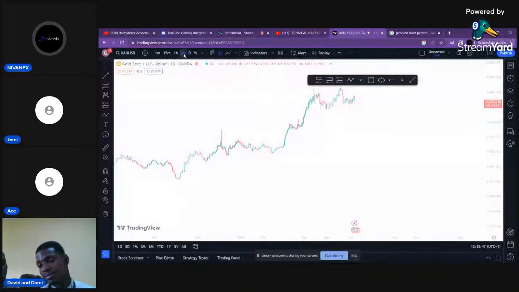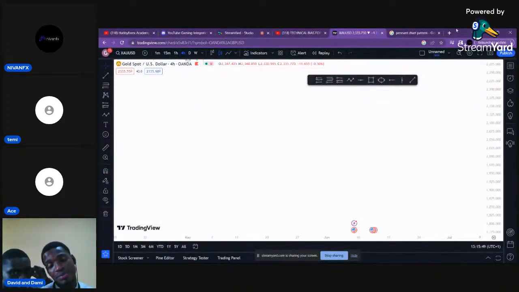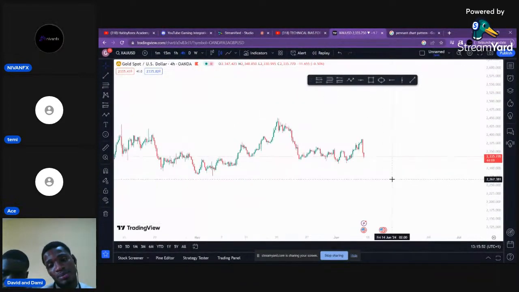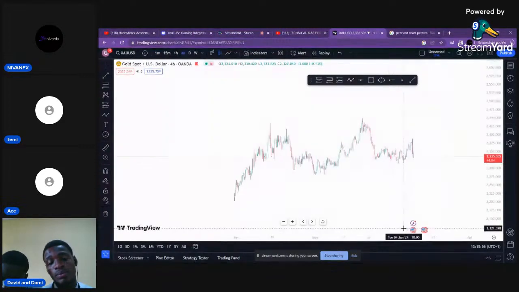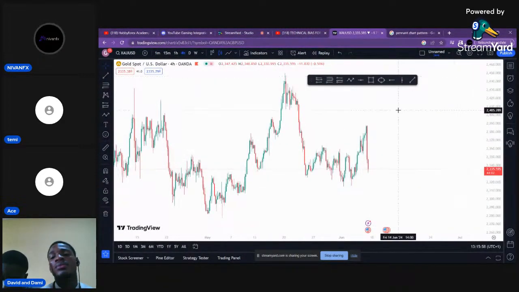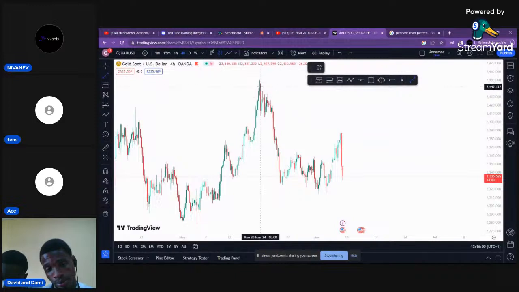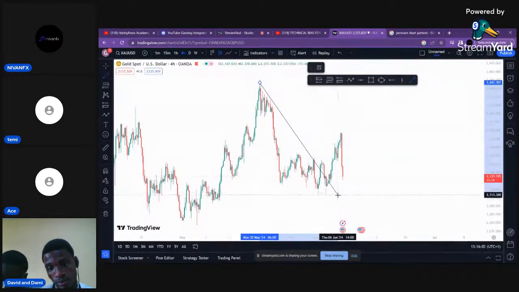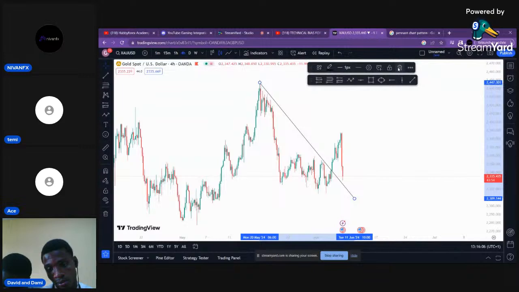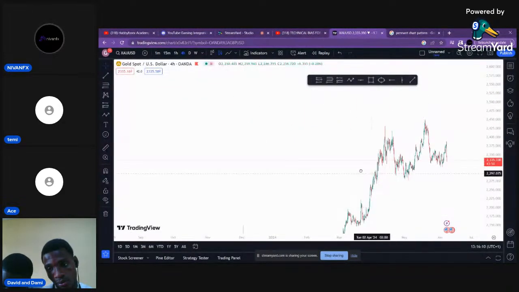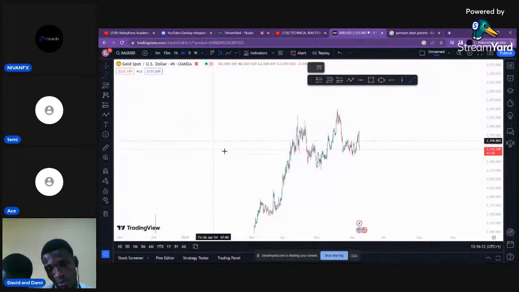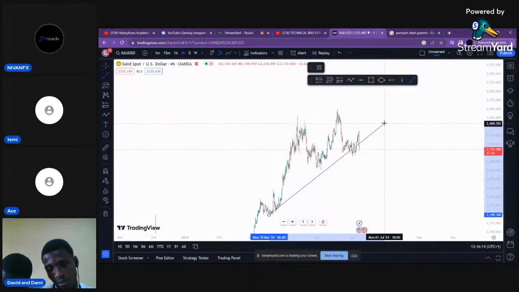Now on the 4 hour, we should be looking for zones. Our zones on the 4 hour. Let's see this. No, that can't work. Let's draw a trend line. Let's see whether I can draw a trend line. We can draw a trend line from somewhere here.